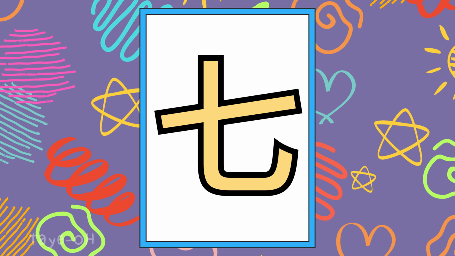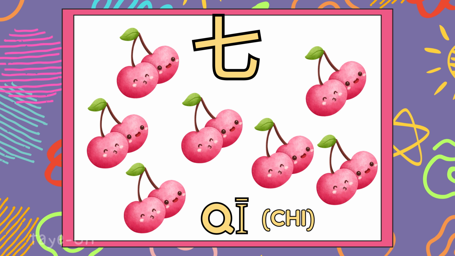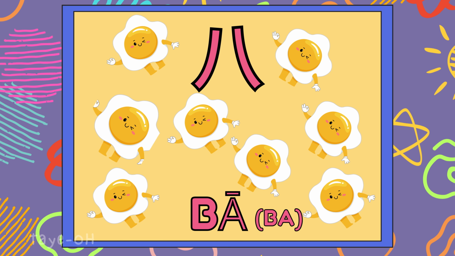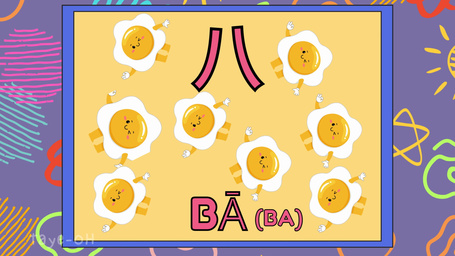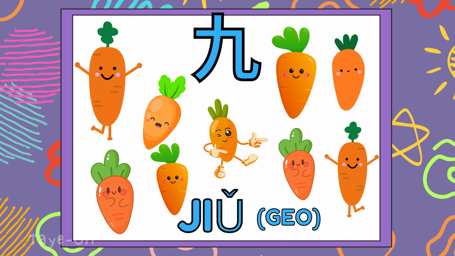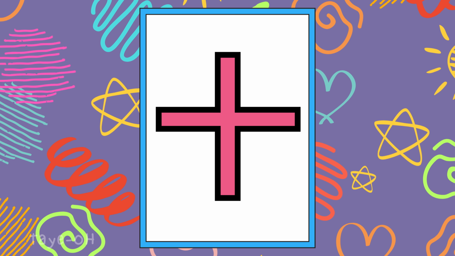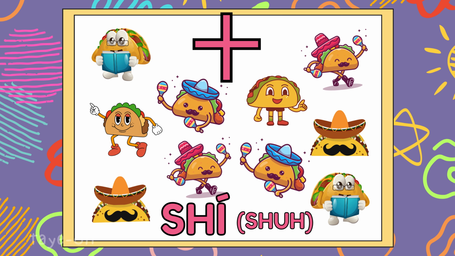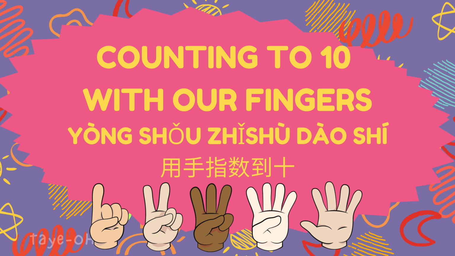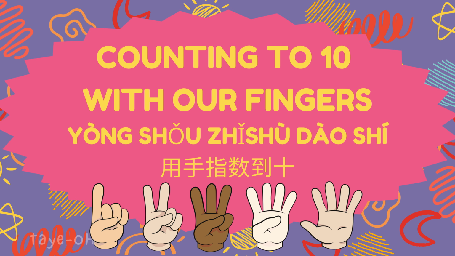七对樱桃 7 pairs of cherries. 八个鸡蛋 8 eggs. 九根胡萝卜 9 carrots. 十个小玉米饼 10 tacos. 用手指数到10. Counting to 10 with our fingers.